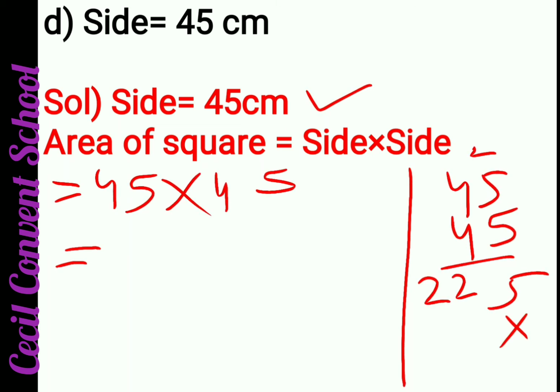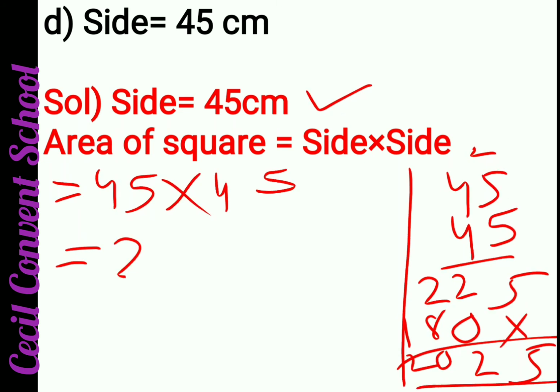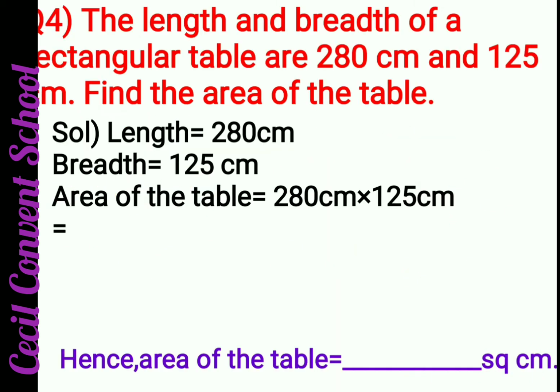Clear? Then firstly you put the multiply sign. 4 5s are 20, 2 up. 4 4s are 16, 2 is 18. Clear? So 5 will be as it is. 2 plus 0 is 2. Then 8 plus 2 is 10. So the answer will be 2025. So you write here 2025 centimeter square. Clear? This is the D part answer. Now students, we do the next question.